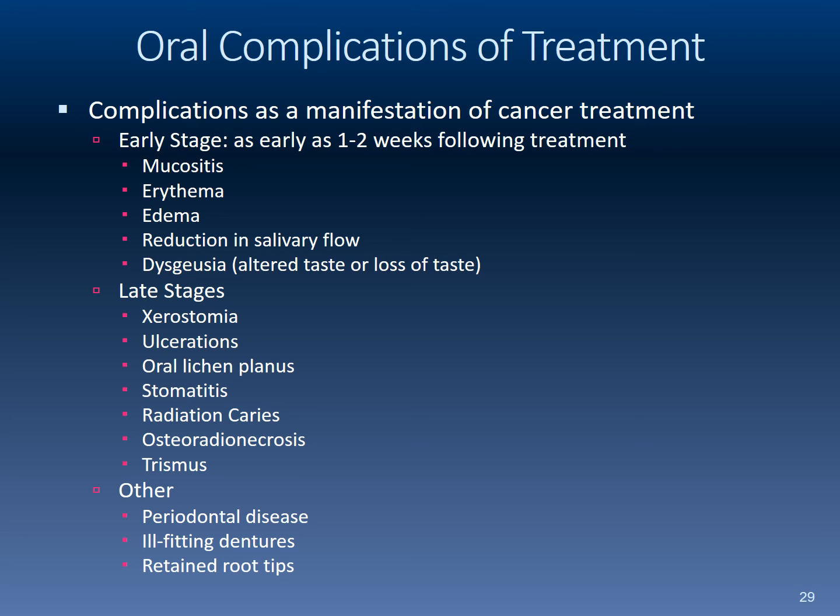The later stages are the ones we tend to be more concerned about: the xerostomia, the ulcerations, any type of oral lichen planus, stomatitis, radiation caries, osteoradionecrosis, any type of trismus. All of these are going to affect your appointment and any recommendations for treatment. Other considerations are to reevaluate periodontal disease at every appointment, and if the dentures have become ill-fitting, any retained roots that may have developed through radiation caries is another consideration for treatment, and also scheduling them at the appropriate time.